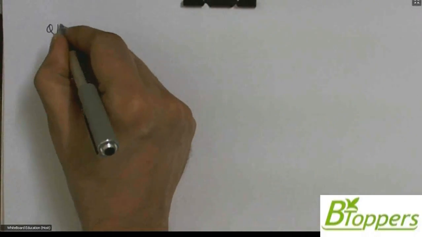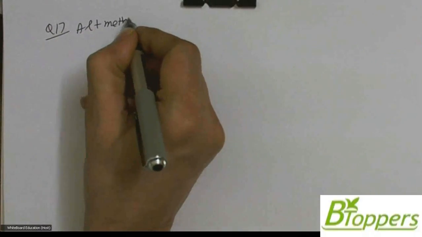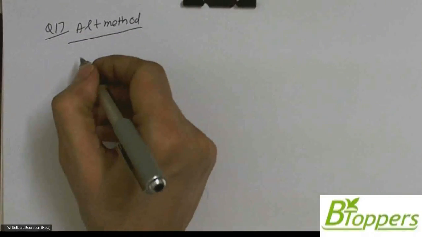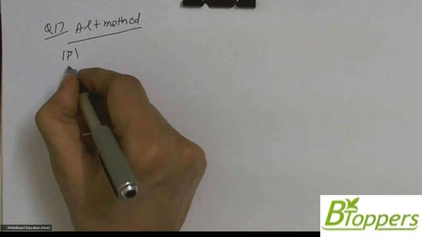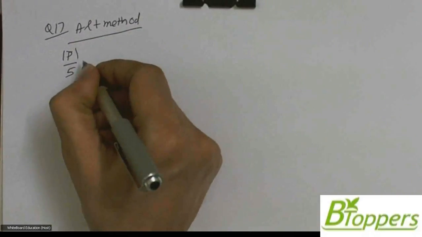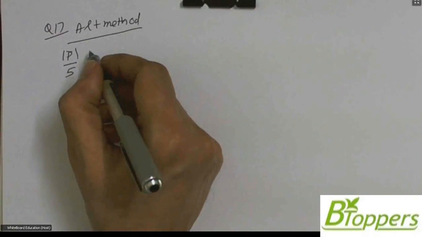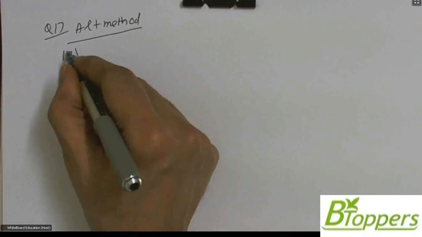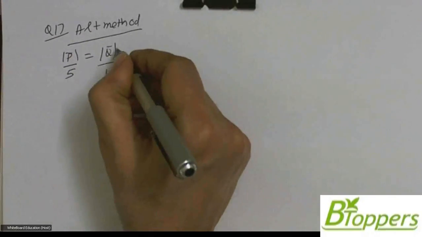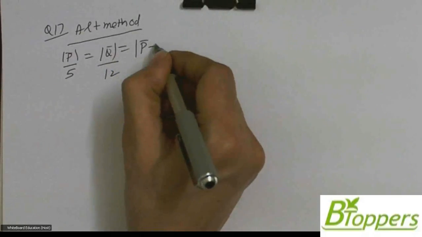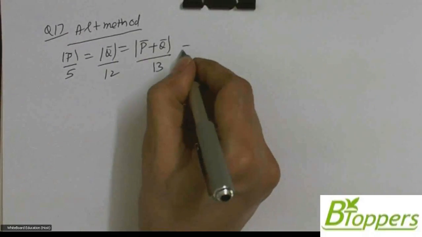Now see, I would like to discuss the same problem by an alternate method, using the parallelogram law of vector addition. This alternate method is based on the results of the parallelogram law of addition of vectors. It's given that magnitude of p bar by 5 equals magnitude of q bar by 12 equals magnitude of resultant of p bar and q bar by 13. That is n.